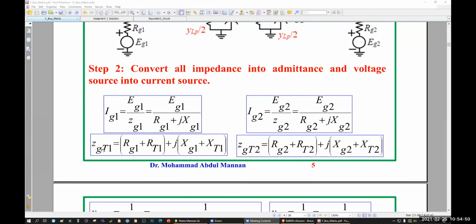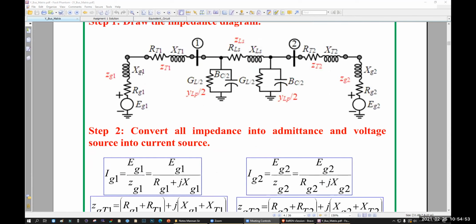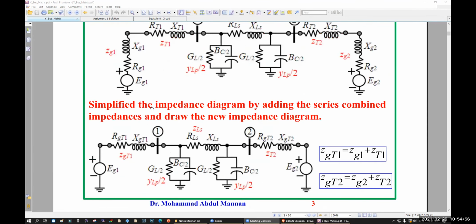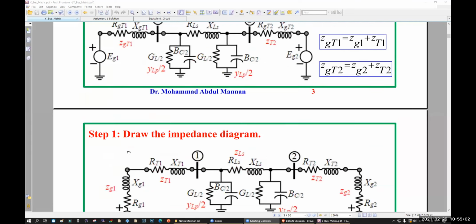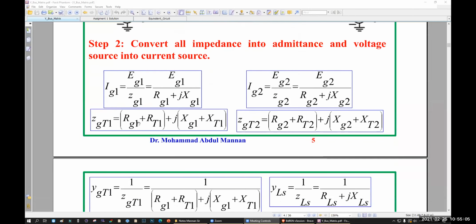Now, what is your Zgt1? If you combine them together here, what is your Zgt1? Zgt1 will be Rg1 plus Rt1 plus j(Xg1 plus Xt1). That means you are combining the generator resistance and reactance with the transformer resistance and reactance. In total, you get Z generator transformer 1. Next one is Zgt2, combining together. This will be necessary later.